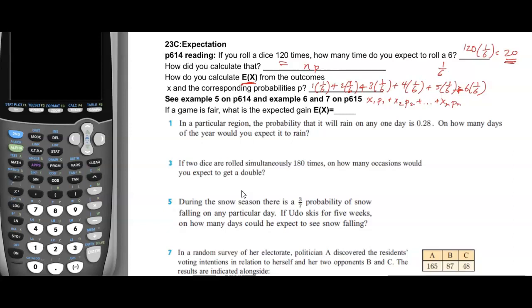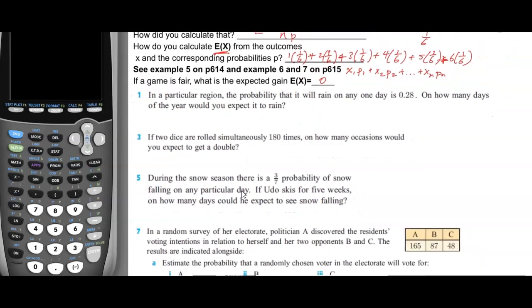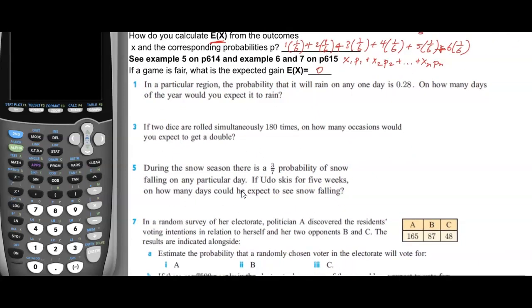Okay. If the game is fair, what is the expected gain? So think about in gambling. If you have a fair game, sometimes you win, sometimes you lose, but on average you break even. So the expected value of a fair game is 0, okay? Sometimes you win, sometimes you lose. You should win and lose the same number of times.